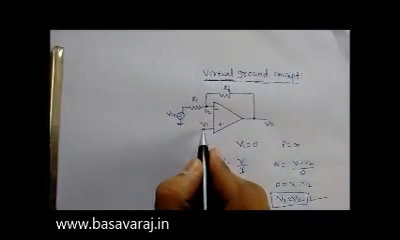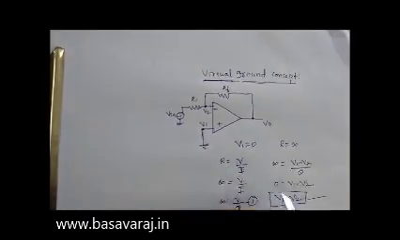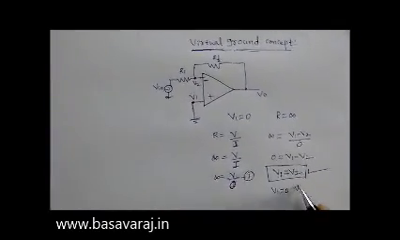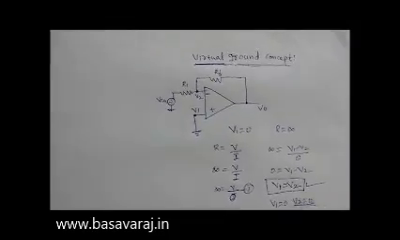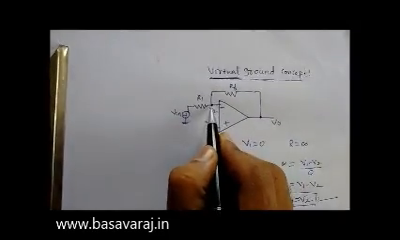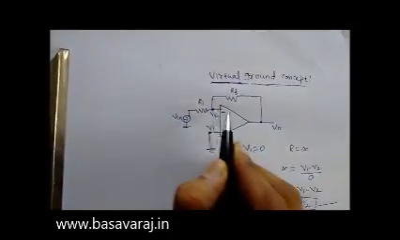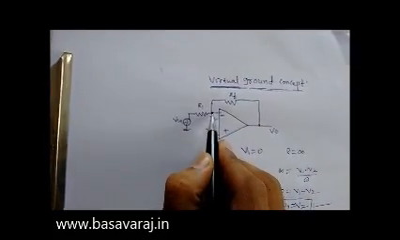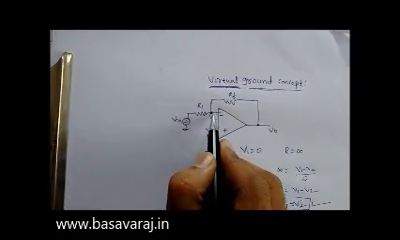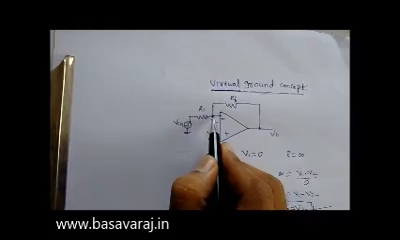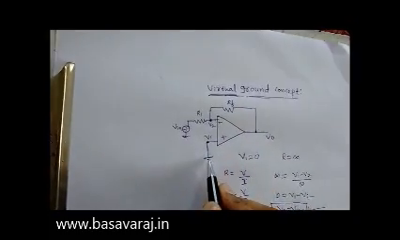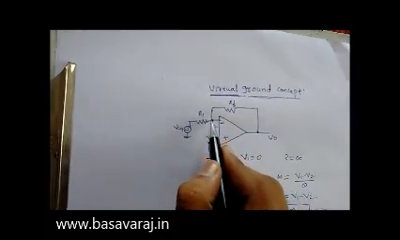Why? It is grounded, so V1 is 0, but we have the equation V1 equal to V2, so V2 is also 0. At this point the voltage is at 0 potential, that is ground potential. It is at ground potential, but it is actually not connected to ground, so we call it a virtual ground, whereas this one is connected to ground. So this is the virtual ground concept.